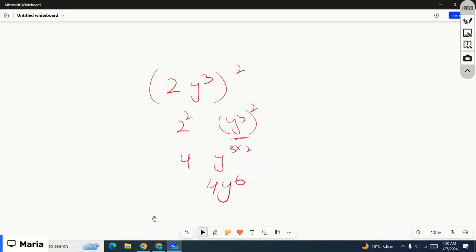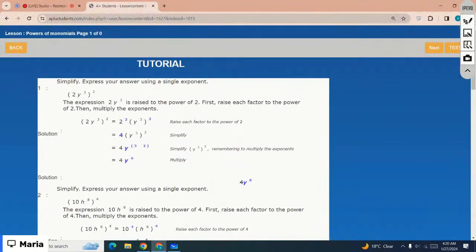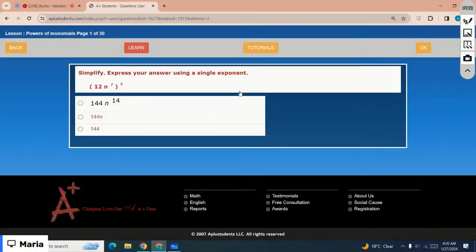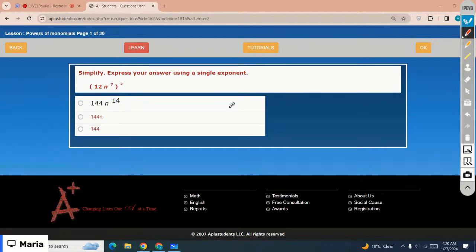So let's just start with the practice questions. Basically, the exponent that is written outside the bracket is the exponent of everything that is written inside the bracket. Got it? Okay, the first one is 12n7 whole square. That means this 2 is the exponent of everything that is inside the bracket. So 12 square is 144 and that would be n 7 times 2, that is 144n14.